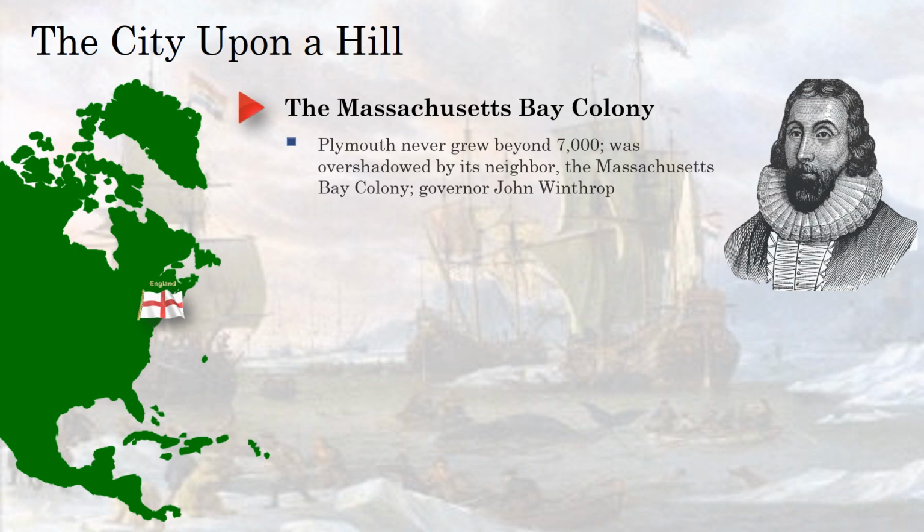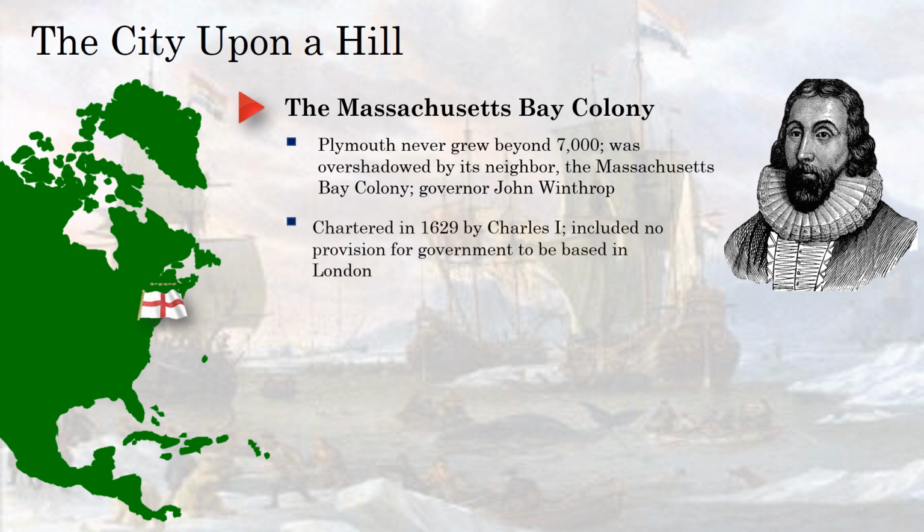So the Massachusetts Bay Colony, established in 1630, was led by John Winthrop. You see, Plymouth never grew much beyond 7,000. In fact, it was overshadowed by the Massachusetts Bay Colony under the governorship of Winthrop.